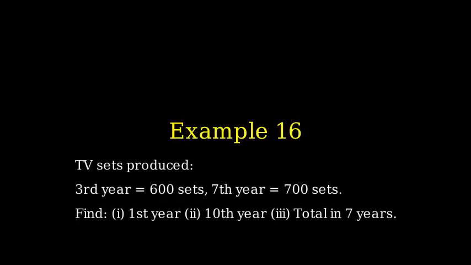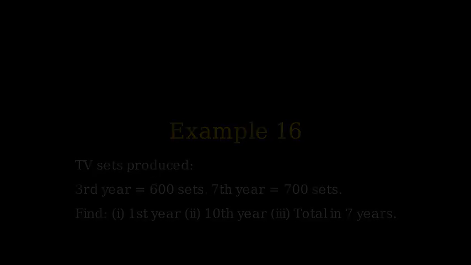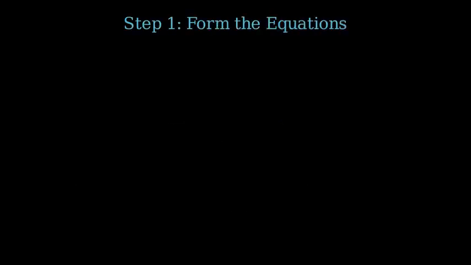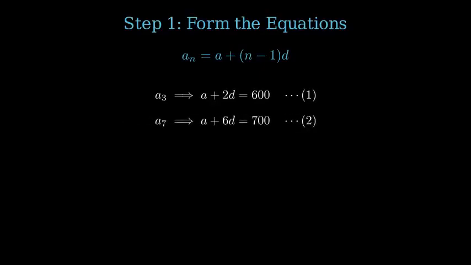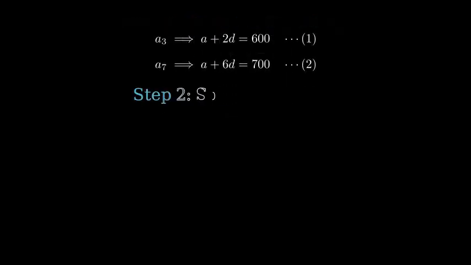Example 16. A factory produces TV sets, 600 in the third year, 700 in the seventh year. Production increases by the same amount each year. Find production in the first year, the 10th year, and total for the first 7 years.